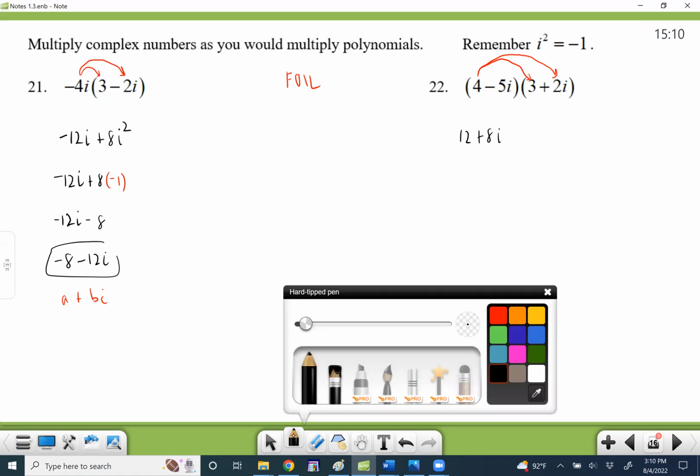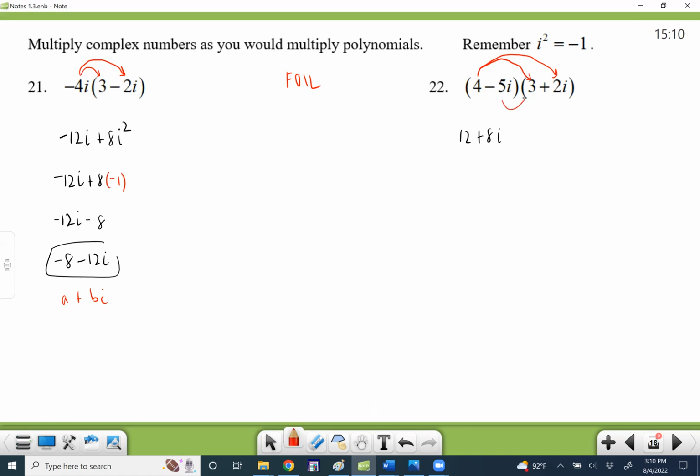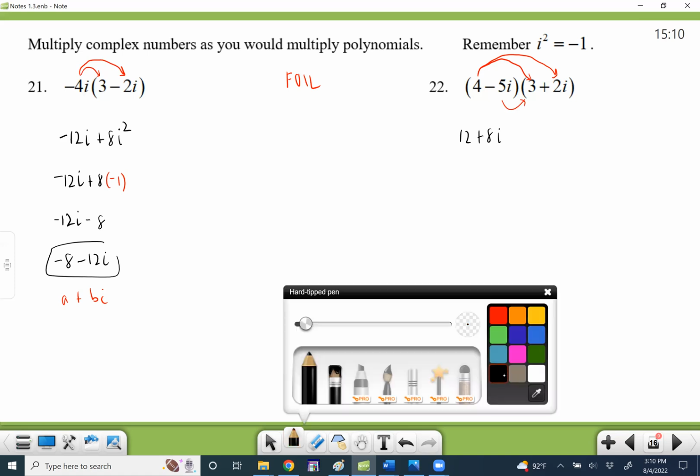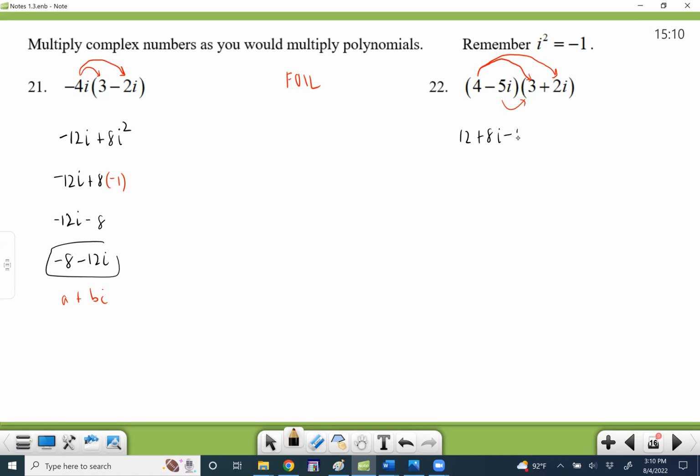The I stands for the inners. So take the inside ones. So negative 5 times 3, so negative times a positive equals a negative. 5 times 3 is 15.